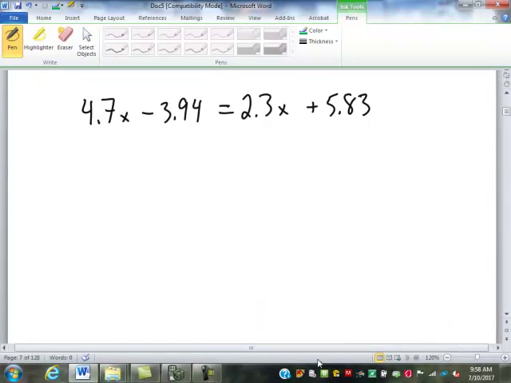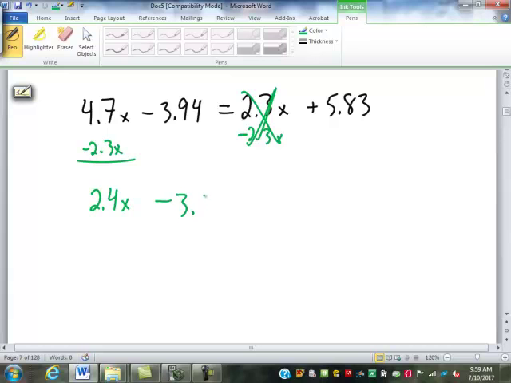So in this one, what would my first step be? Subtract the 2.3x. Perfect. The x appears twice, but it's on each side, so I can't just combine them. I have to get rid of one. So I'm going to subtract the 2.3x from both sides. So this one's gone. Over here, 4.7x minus 2.3x is 2.4x. Nothing else has changed, so that's still minus 3.94. Over here, the 2.3x is gone, so that's just 5.83.